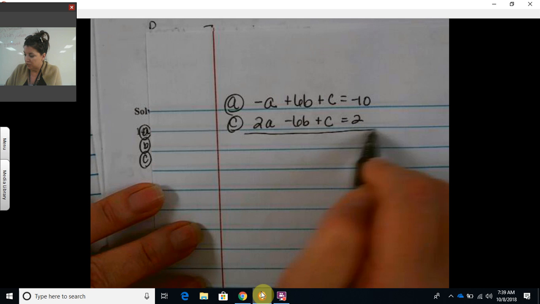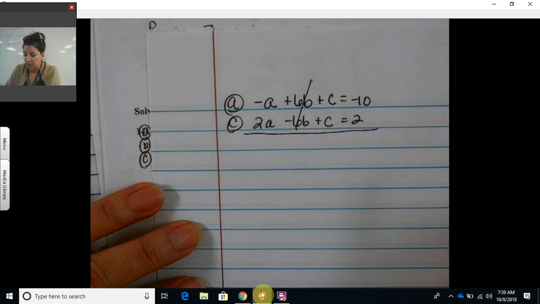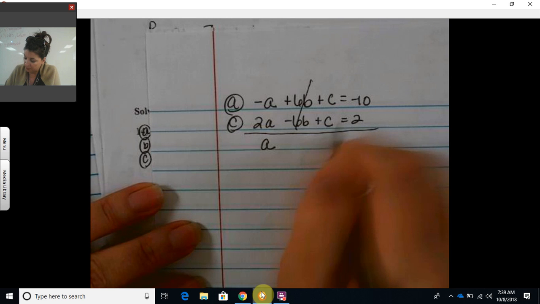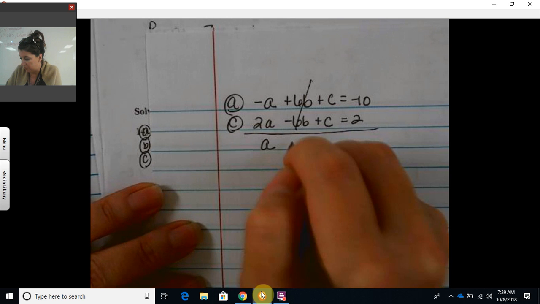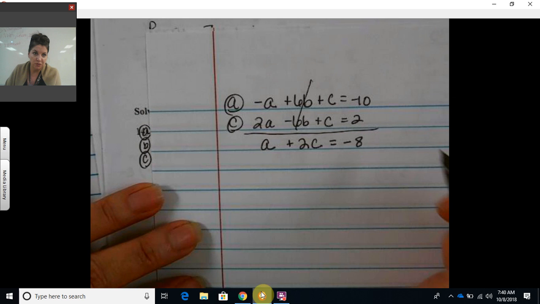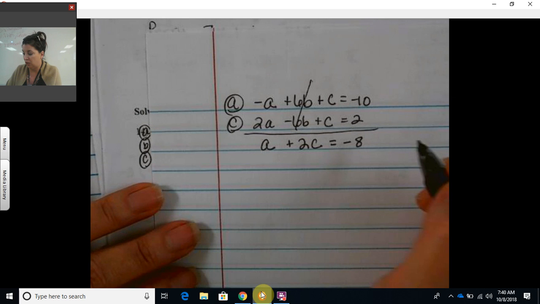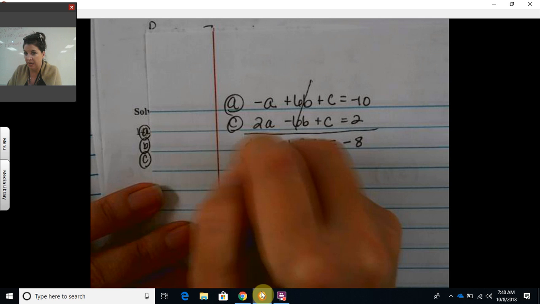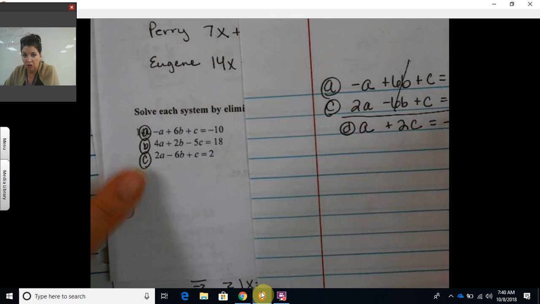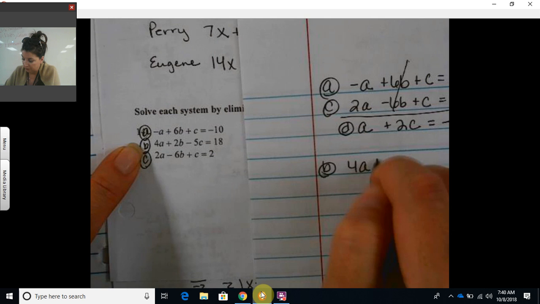Cancel my B's. Negative A and 2A make positive 1A, or just A. Positive C and positive C make positive 2C equals negative 8. Since I have 2 variables there, I'm going to call that equation D, and I'll come back to it. Okay? Remember, you have to use all equations at least once. So I have not used equation B yet.